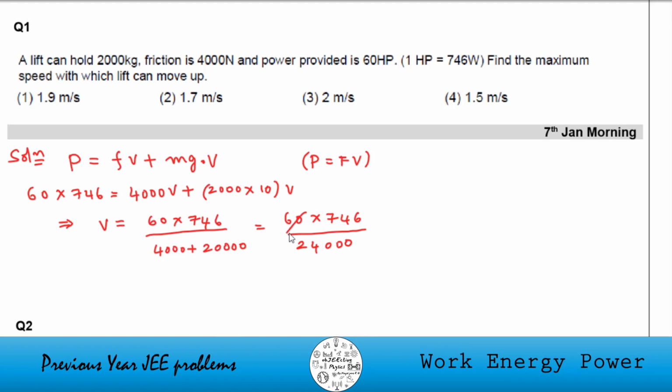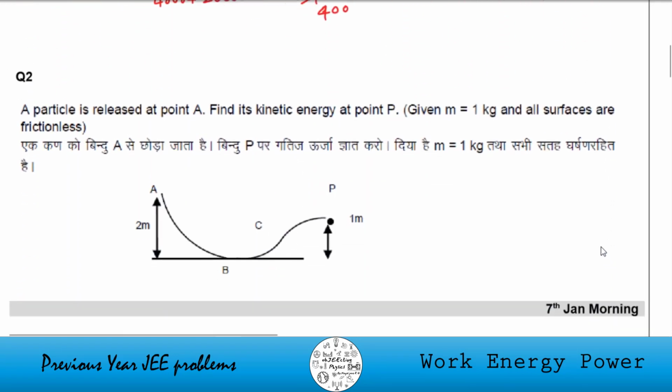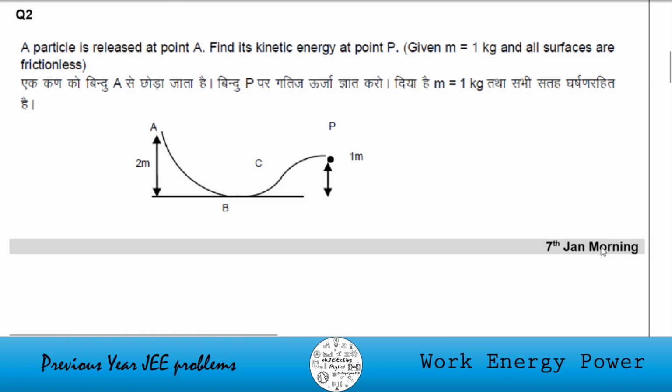That is equal to 60 into 746 divided by 24,000. So 60 and 24,000 cancel, so 400 remaining, that is equal to 746 by 400, that is equal to 1.86 or approximately 1.9 meter per second. Next, second question. A particle is released at a point A. Find its kinetic energy at point P, given m is equal to 1 kg and all surfaces are frictionless.